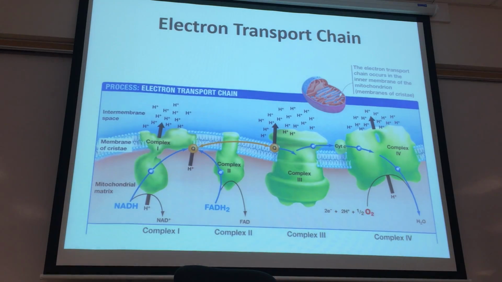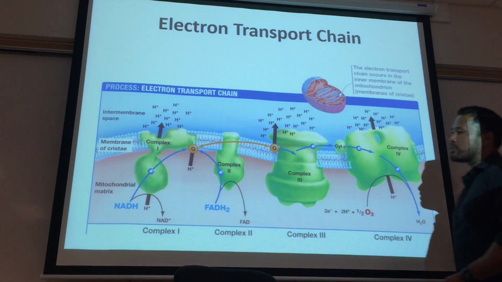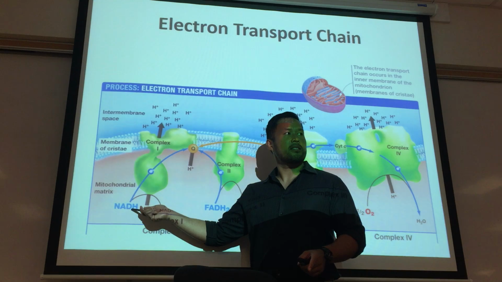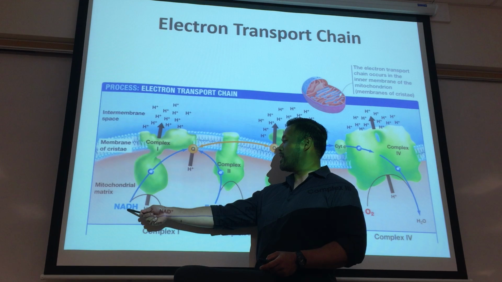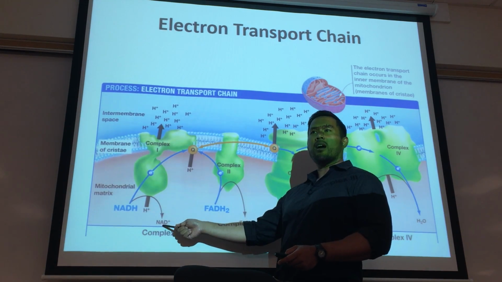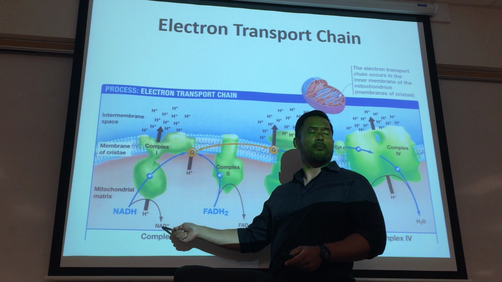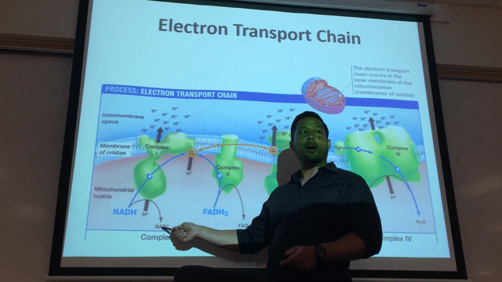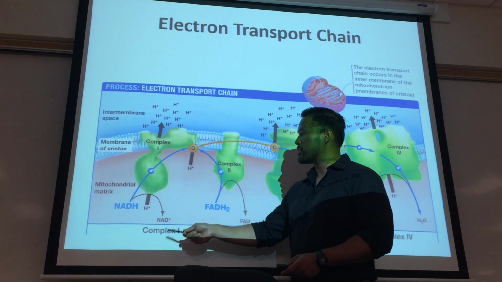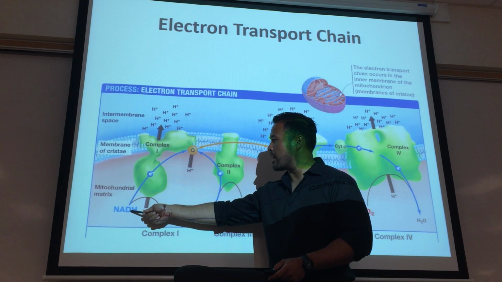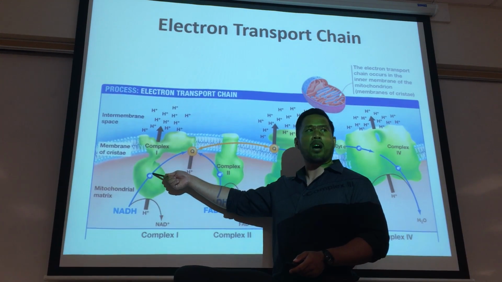NADH. So if you're removing a hydrogen, you're also removing an electron that comes with it. NADH carries 2 electrons and also carries 2 hydrogens with it. So if we're taking NADH and we're losing electrons, are we reducing or are we oxidizing? We're losing electrons, oil rig. Oxidation, right? We're oxidizing. So we're losing electrons. We pull the electrons off that NADH. Those 2 electrons get handed to the first complex.